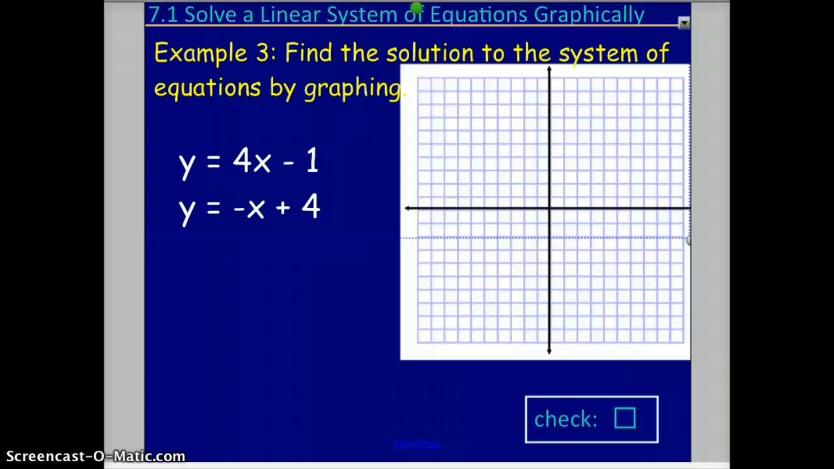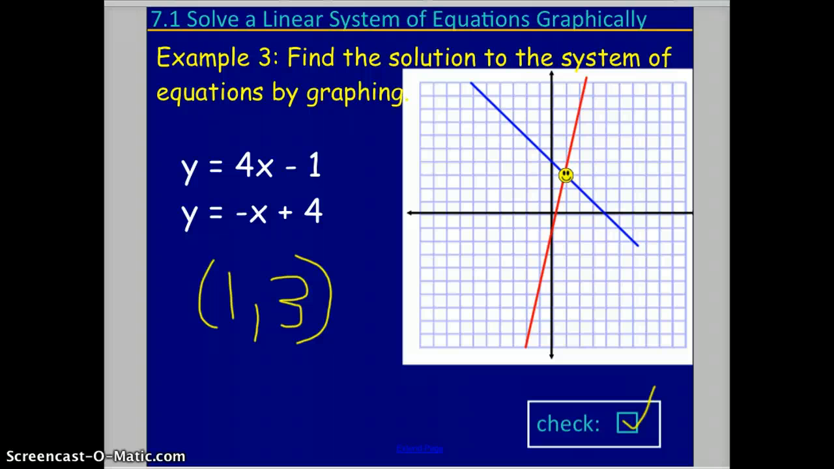If you have some graph paper, take a second and try to find the solution for this system of linear equations. Hit pause and try to do that now. Hopefully, after you graph both equations, you found that the point at which they both intersect is 1, 3. If we plug them both in, we do get true statements, and therefore the check is there, and we have the point of the solution to the linear system.